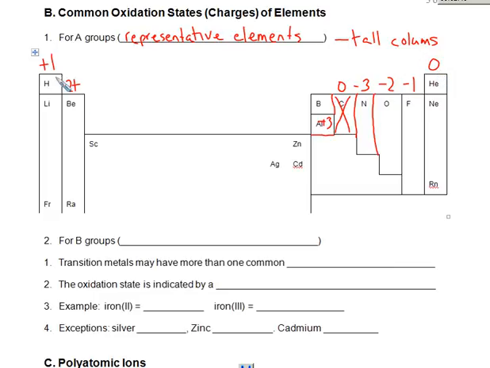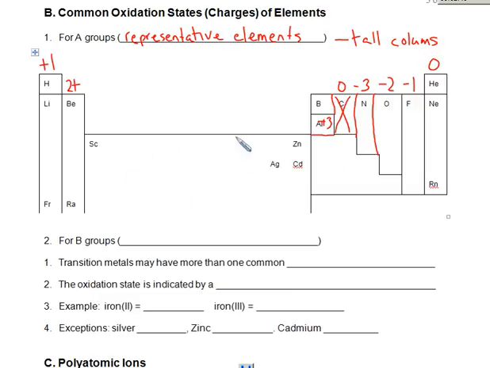Now what I want you to look at is we've got kind of a pattern here. We're looking at just the tall columns. We go 1, 2, +3. Then we've got no charge. Then it's -3, -2, -1. It's kind of like the carbon family forms kind of this backwards mirror. So you go up, 1, 2, 3, and then you go down, -3, -2, -1.